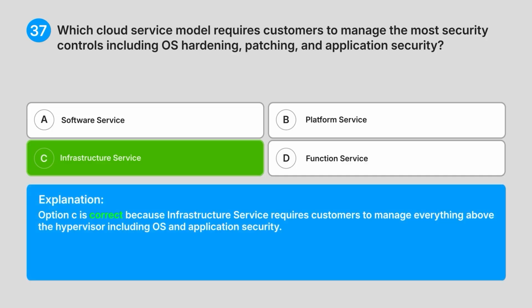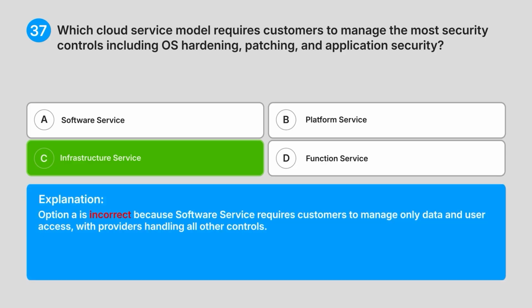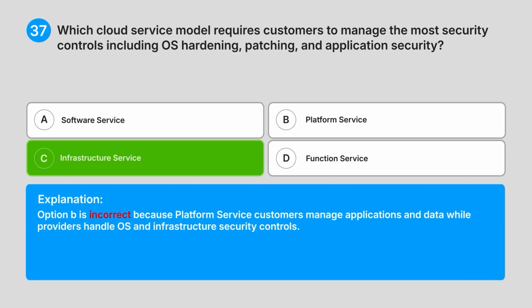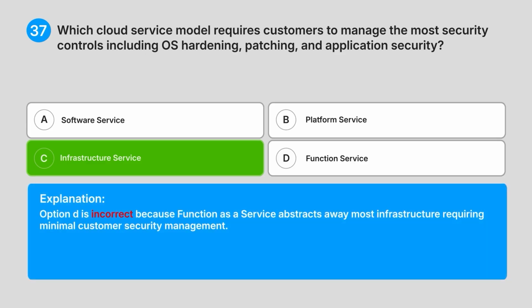Explanation: option C is correct because infrastructure as a service requires customers to manage everything above the hypervisor, including OS and application security. Option A is incorrect because software as a service requires customers to manage only data and user access, with providers handling all other controls. Option B is incorrect because platform as a service customers manage applications and data, while providers handle OS and infrastructure security controls. Option D is incorrect because function as a service abstracts away most infrastructure, requiring minimal customer security management.